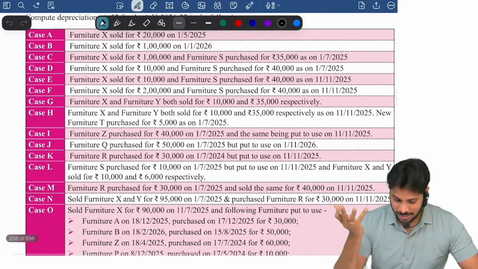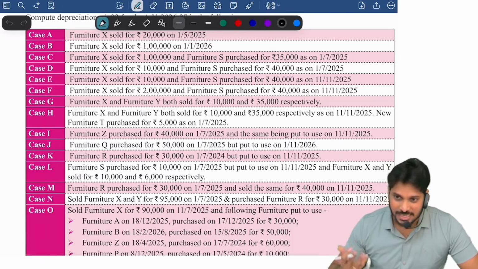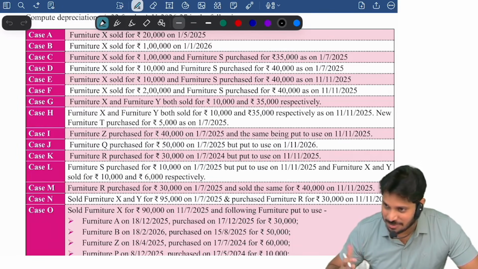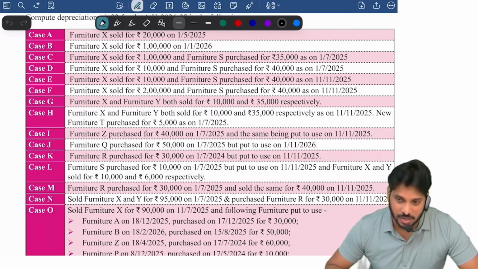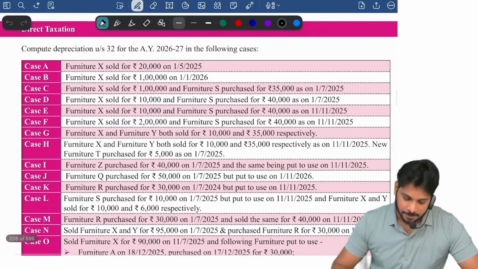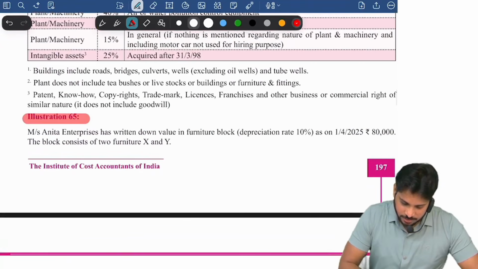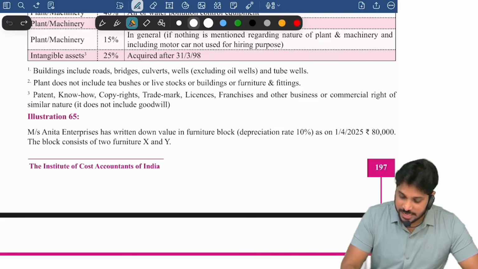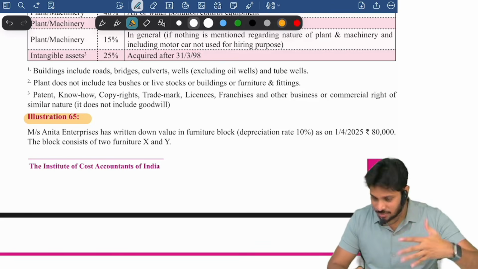Now you see, on depreciation you have so many problems. In CA Inter also we will not have this many problems. They test the concept very rigorously. In CMA, the one advantage is they test the concept to the core. Now let's take illustration number 65. This is nothing but a continuation. They use continuation for all heads of income.